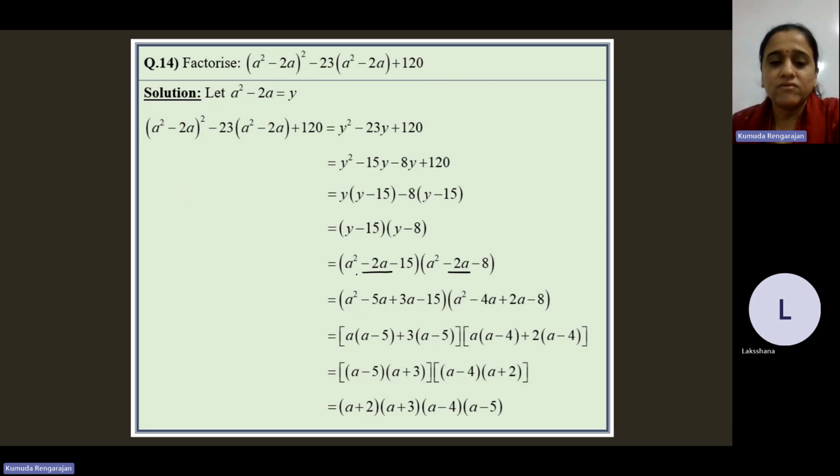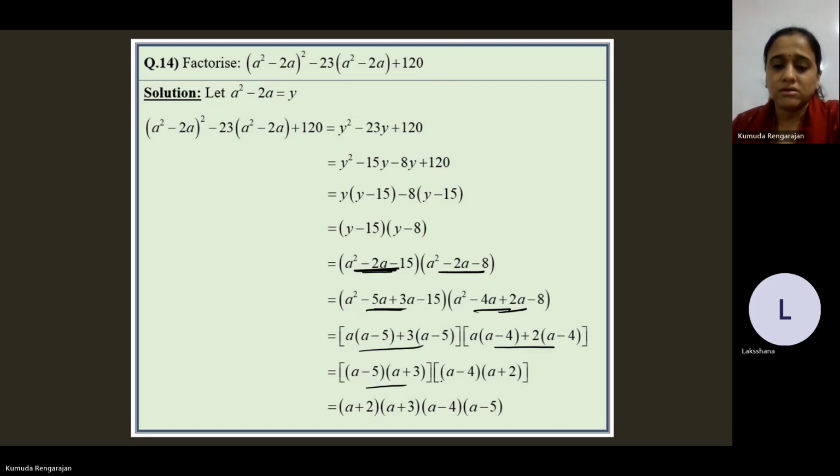So you write out the sum and the product and try to factorize it. Here we find the two numbers that satisfy the sum and the product. So we further split the middle term, and these are the usual steps. And here, these are the four factors of the given expression.